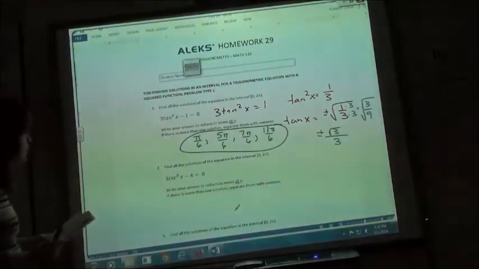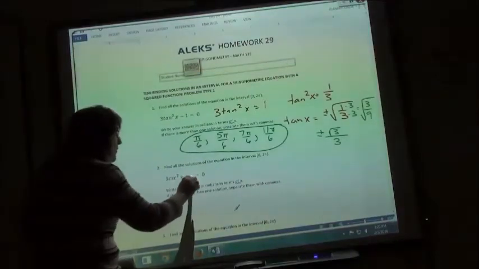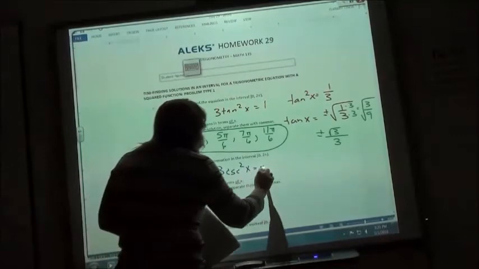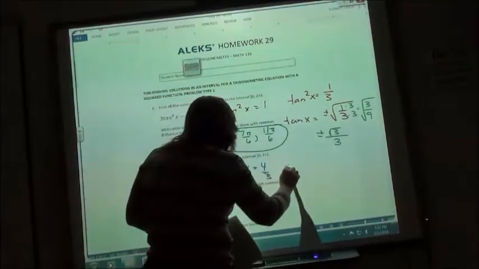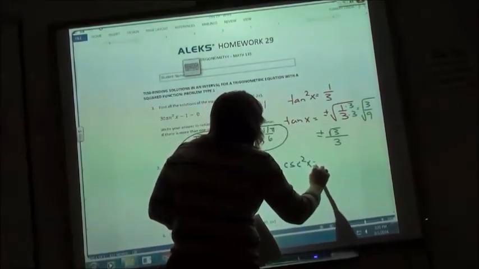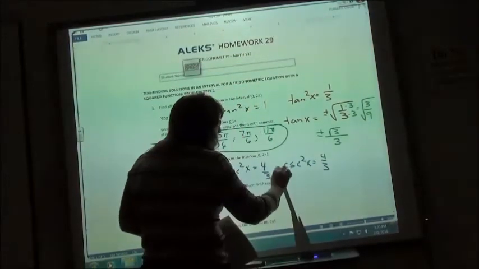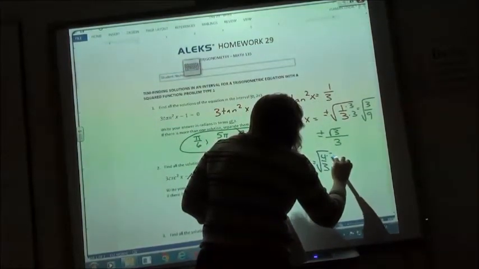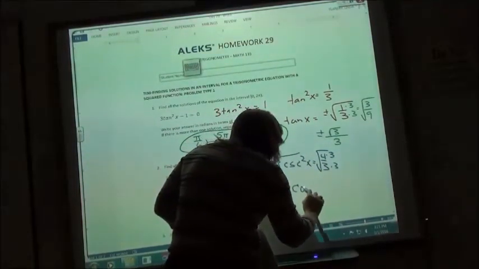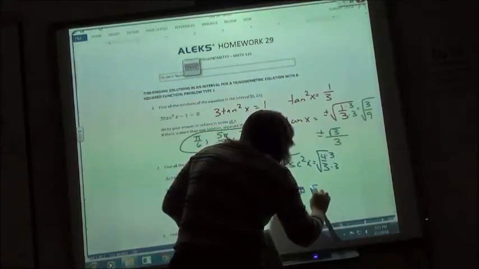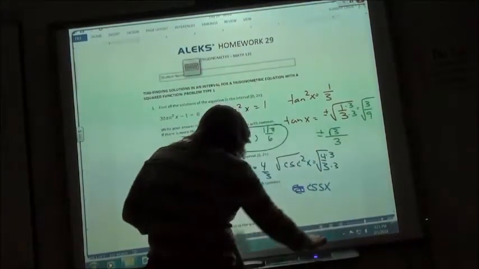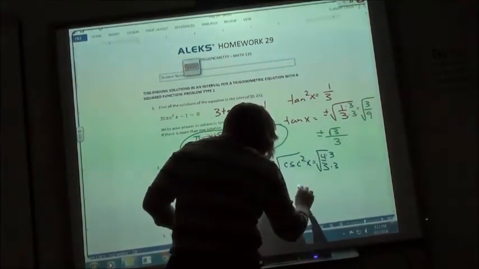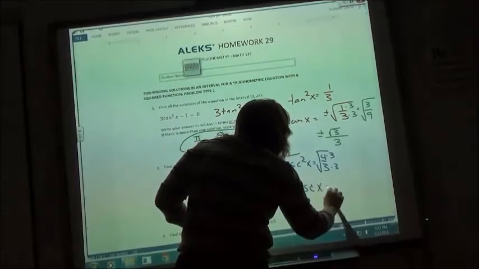Number 2, we are doing cosecant squared of x, same thing. First of all, adding my 4. So 3 cosecant squared of x equals 4. I'm going to divide by my 3. So cosecant squared of x equals 4/3. I then have to do the square root. And if I rationalize that, the cosecant of x is going to equal.